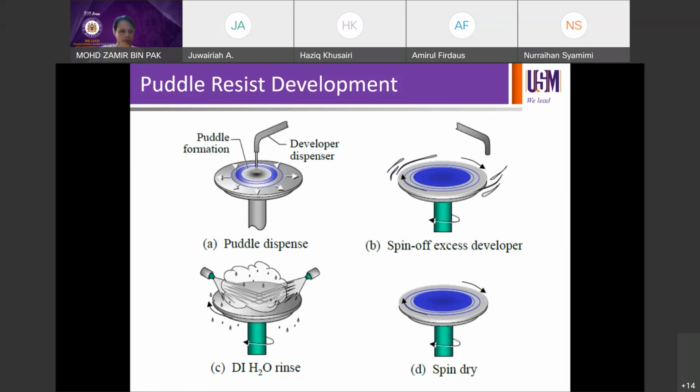Okay, so paddle dispense. Paddle dispense here means kita dispense developer first, but you don't do anything yet. You just paddling, kumpul solution, let the features be deep in the paddle. Jadi kita biar dia kumpul, and then you spin off excess developer after the paddling.